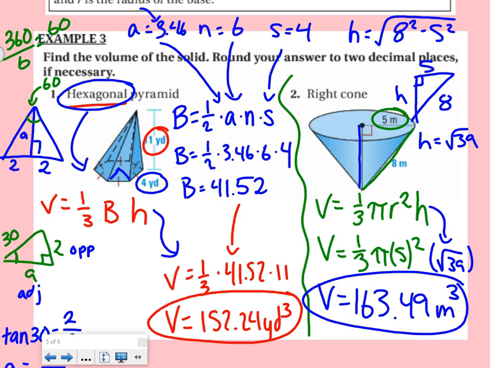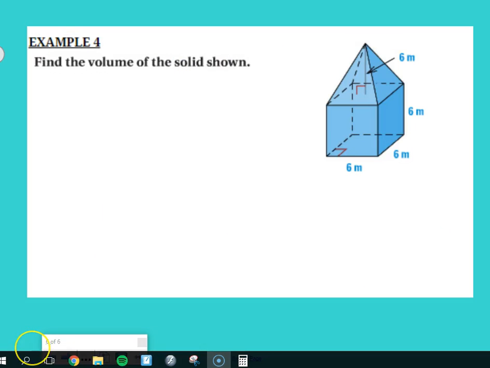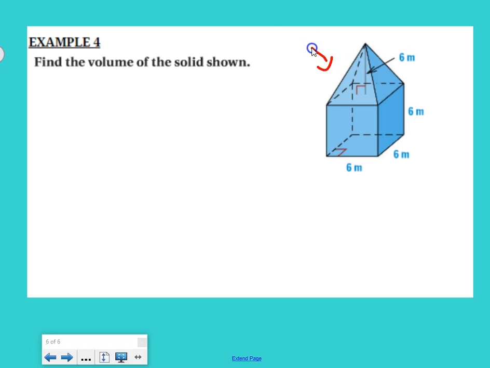All right, last example for you guys. We want to find the volume of the solid shown. So we have 2 pieces. We have a square pyramid, and then we have a cube. So we need to find the volume of both and then add them together.